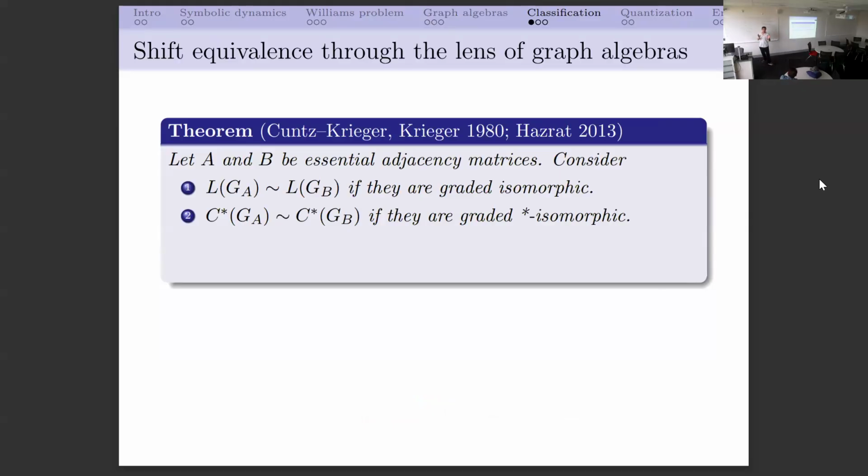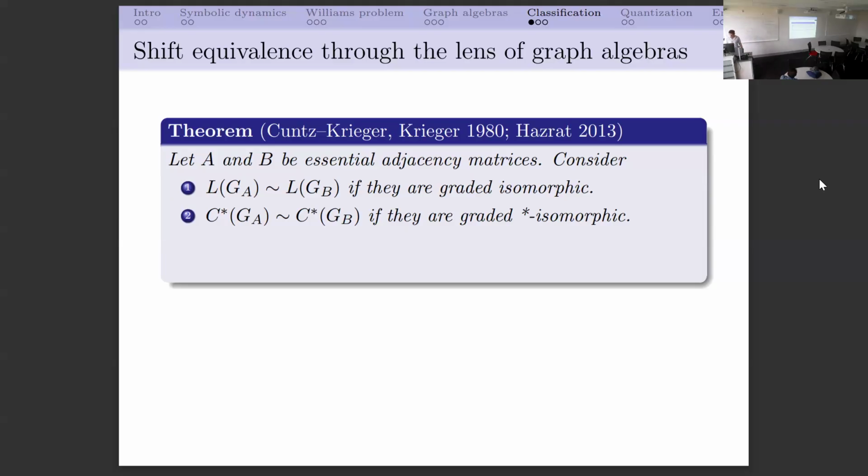I want to consider two new equivalence relations that are coming from considering these algebras. Okay, here are these relations. I will write tilde between the Leavitt path algebras of A and B if they are graded isomorphic, and I will write tilde between the graph C-star algebras of A and B if they are graded star isomorphic.